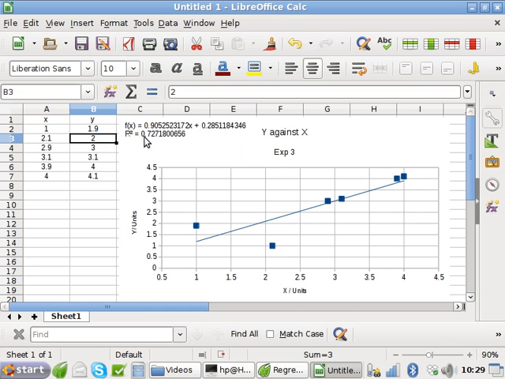So in other words, the R squared is a way to measure how well the line fits the points. If the R squared is equal to 1, it means a perfect fit. If the R squared equals 0, it means no fit whatsoever. Your R squared should be 0.9 or greater.